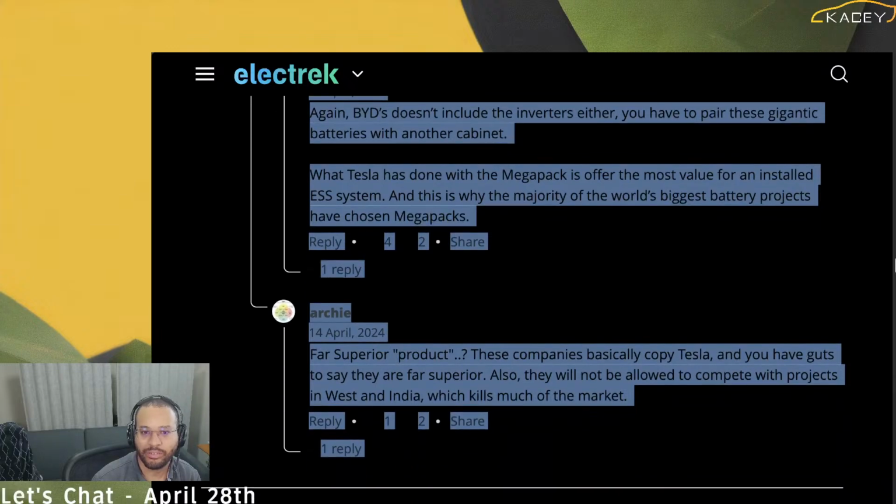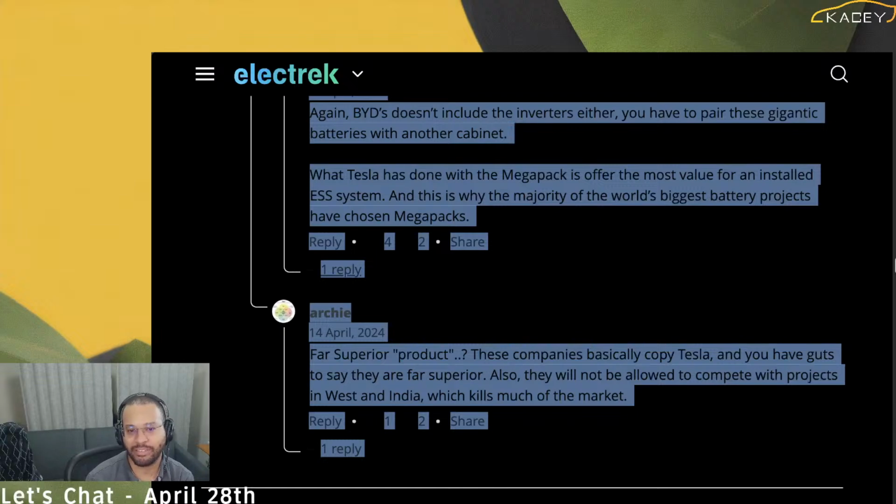BYD doesn't include inverters either. Oh, okay. So they're both just straight battery packs. You have to pair these gigantic batteries with another cabinet, which is a consideration because a TEU container doesn't take up an unnoticeable amount of space. What Tesla's done with Megapack is offer the most value for an installed ESS system, and this is why the majority of the world's biggest battery products have chosen Megapacks. Far superior product? Question mark. These companies basically copy Tesla, and you have the guts to say they're far superior. You'll not be allowed to compete with products in the West and India, which kills the market.